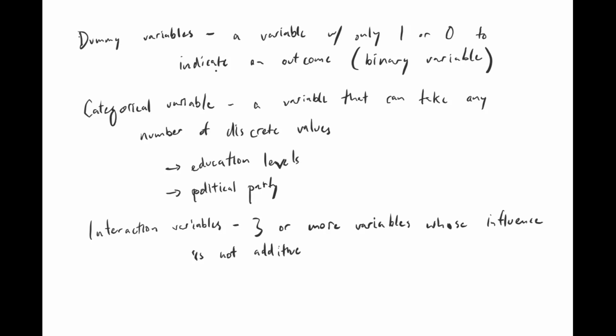Should the interaction variable thing be 2 or more variables? Kind of. The reason why I write it as 3 is because the interaction term itself you can almost think of as its own variable. And so if you have 2 variables that have some interactive effect, it's essentially like having 3 variables. Got it. Okay. Yep.